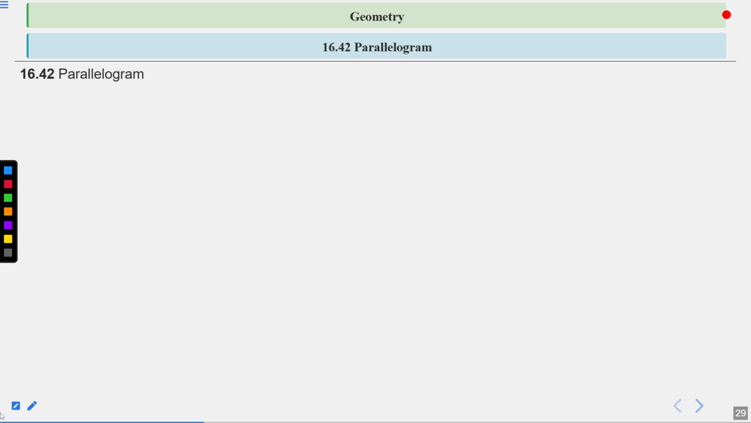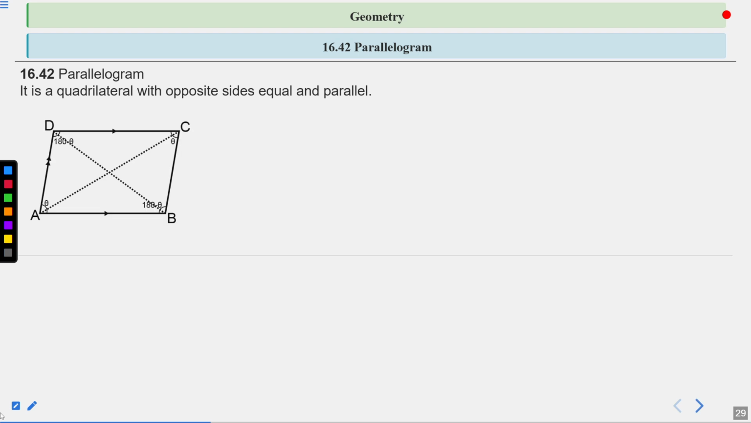Now see the formulas related to the parallelogram, 16.42. It is a quadrilateral with opposite sides equal and parallel. This is the diagram of the parallelogram where opposite sides are parallel and equal to each other. AB equals CD and AB is parallel to CD. In the same way, AD equals BC and AD is parallel to BC.